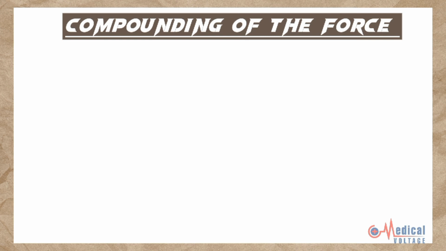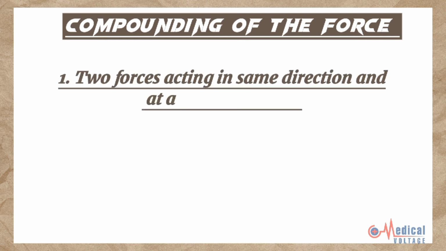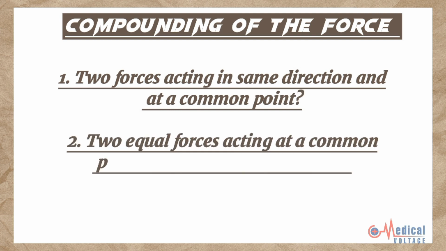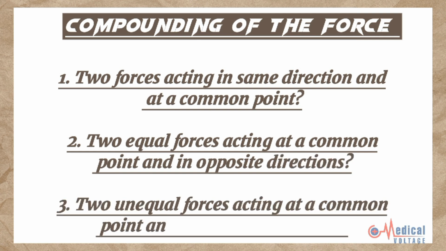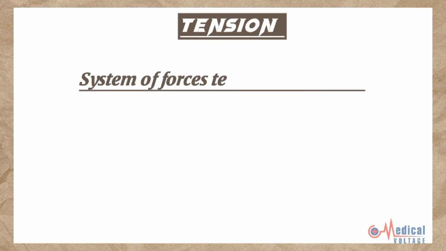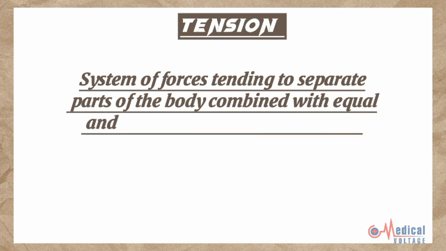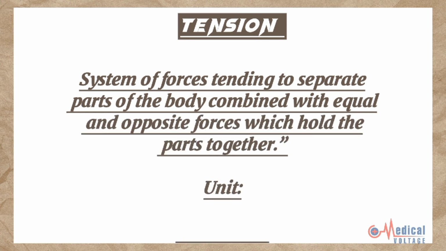Compounding of the force. One, two forces acting in the same direction and at a common point. Two, two equal forces acting at a common point and in opposite directions. Three, two unequal forces acting at a common point and in opposite directions. Tension. System of forces tending to separate parts of the body combined with equal and opposite forces which hold the parts together. Unit: Newton.